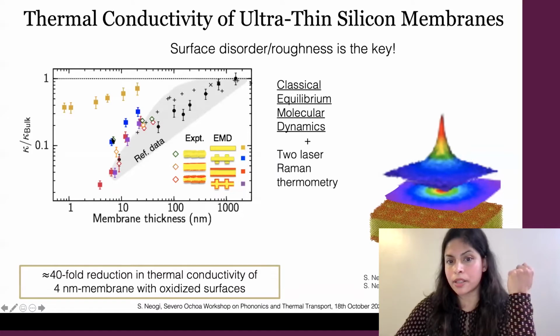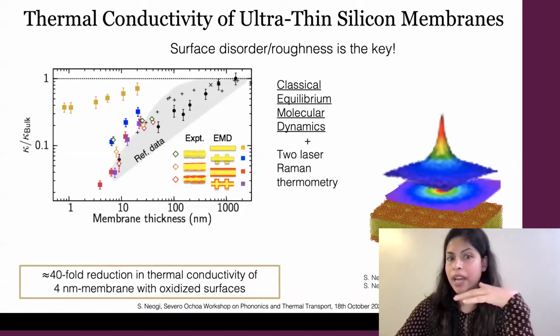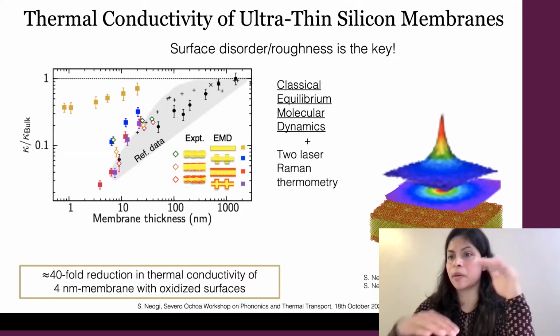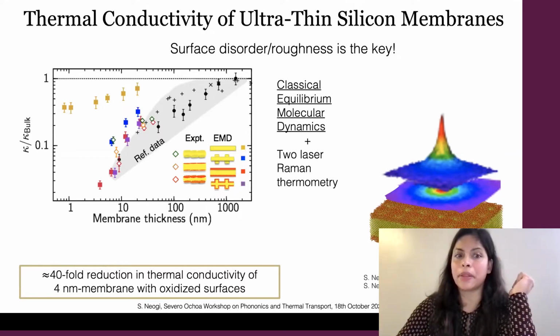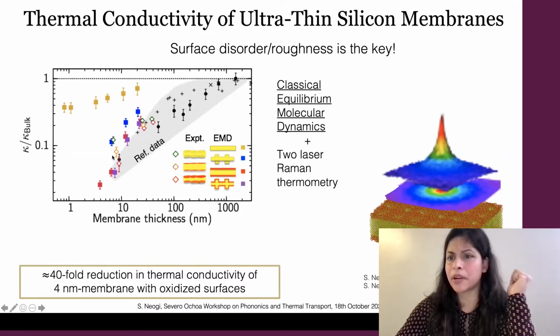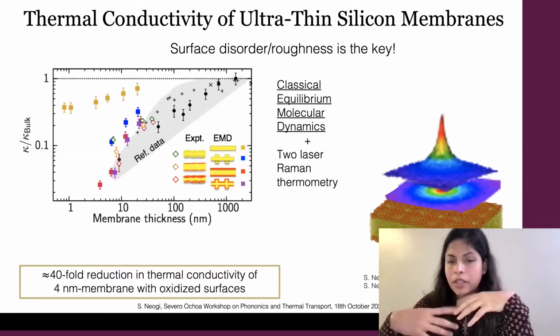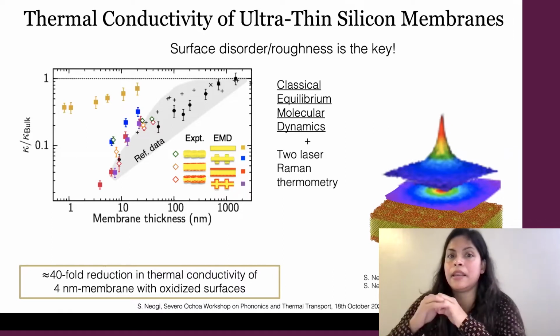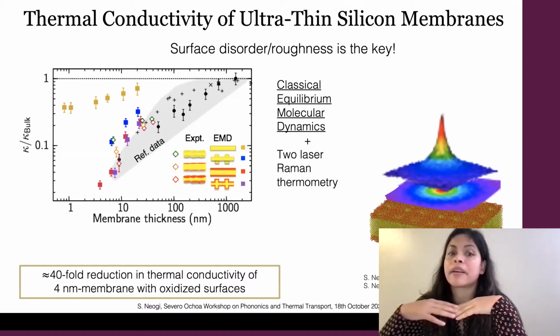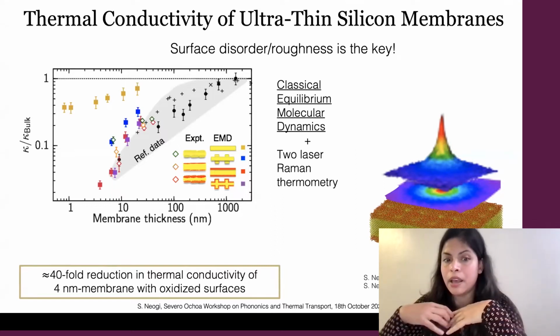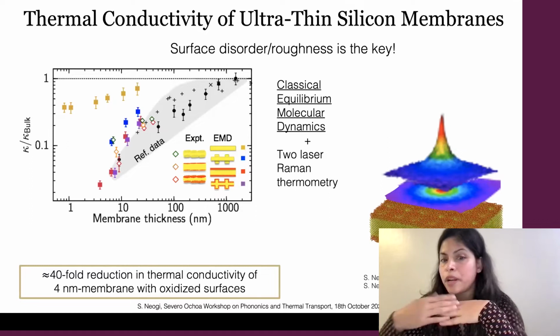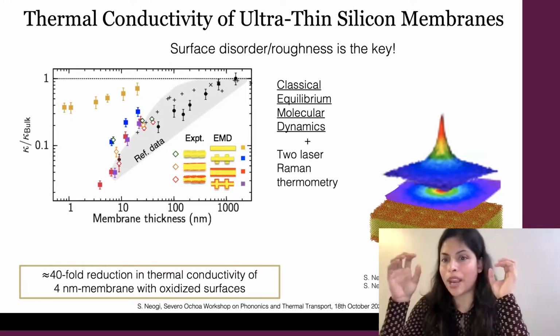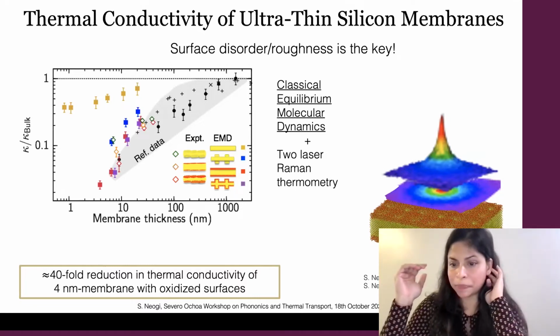And then these green ones are the etched-out oxide layers, native oxide layers, and immediately the thermal conductivity increased. But then they did, I think, a 6-hour controlled oxidation, and it became something in between. So what this experiment and theory story told us is that the surface disorder and roughness is the key, and it influences the phonon transport to a great extent, almost determining the 40-fold reduction we observed in thermal conductivity of the 4 nanometer membrane. So this became the starting point of this story, which I want to share with you today.